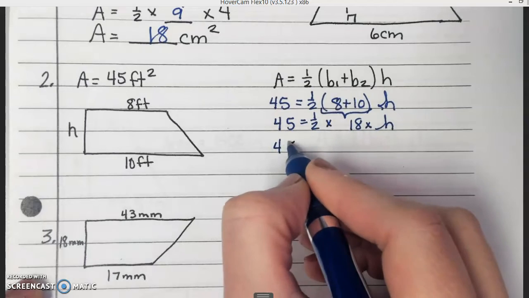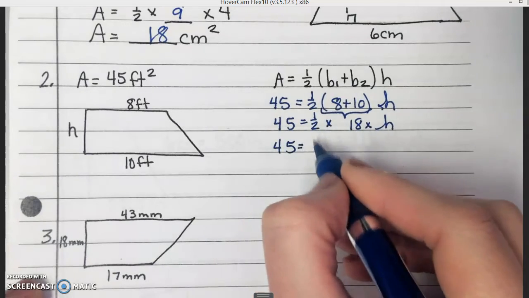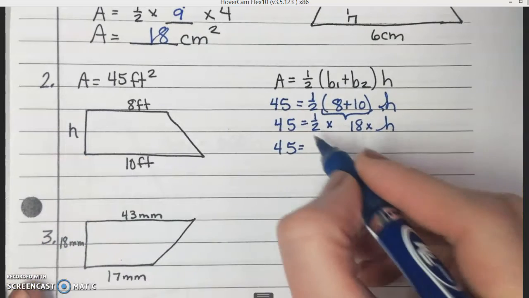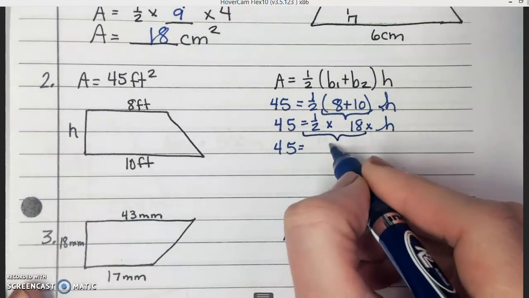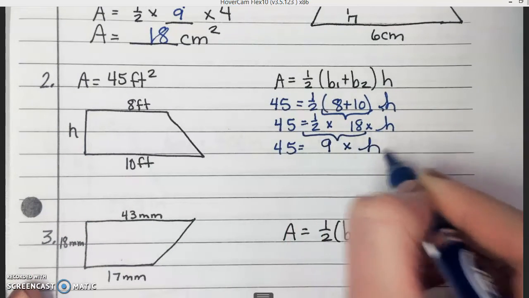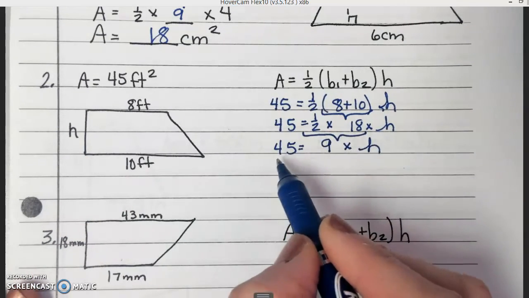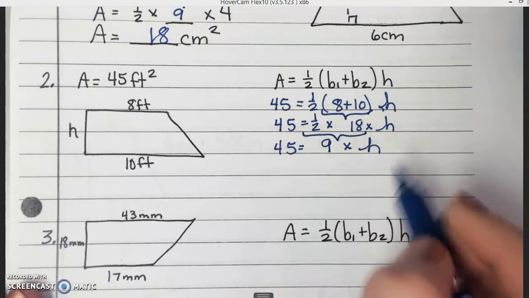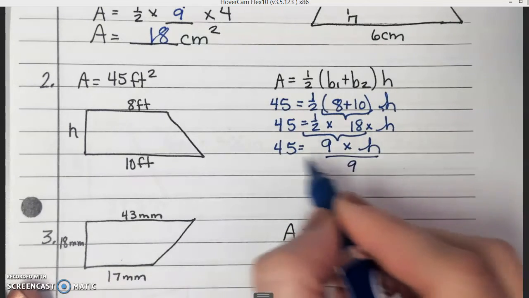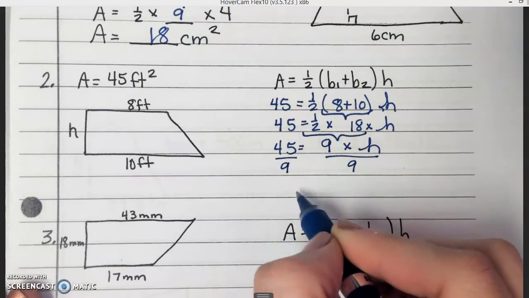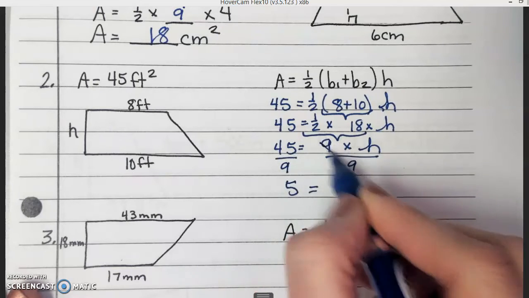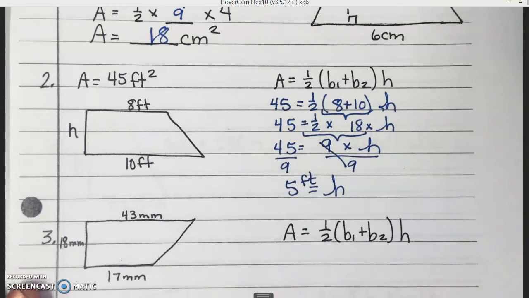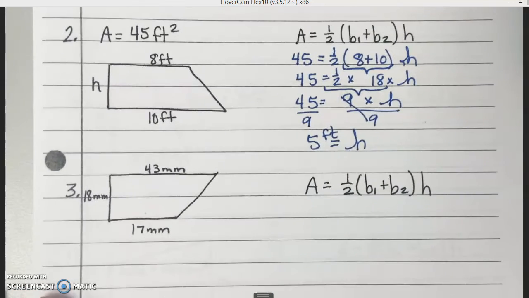So then we're going to rewrite this again. Alright, so then half of 18 is 9. So here we have 45 equals 9 times h. So what would I do to each side to find h? Divide by 9, which means I get 5, I can cross that out, equals h, and that would be 5 feet. So make sure you've got all of that written down.